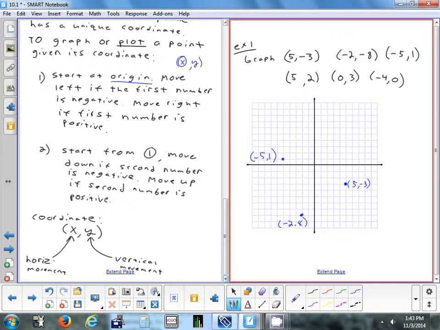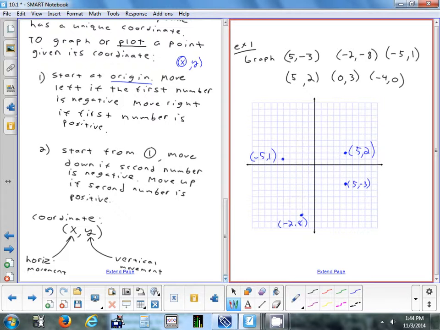How about 5, 2? Somebody different, tell me, how do we graph the point 5, 2? Katie, how do you graph the point 5, 2? You go over this way 5 and up 2. Do you go to the left or to the right? Right 5. And then which way? How many? Good. Up 2.